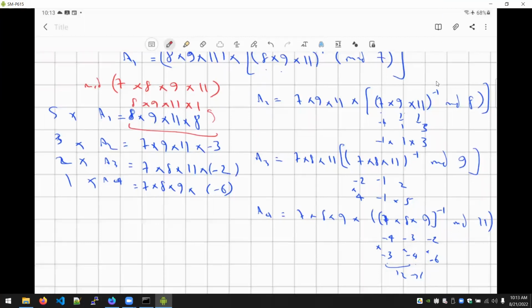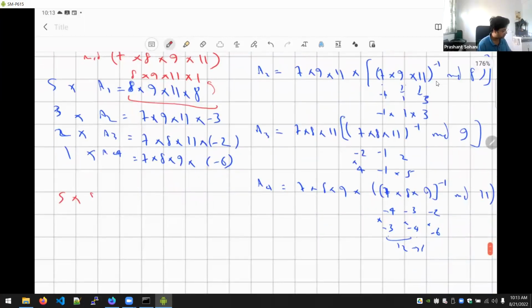In the same way, this can be written as 5 times 8 into 9 into 11 plus 3 times. Here also I'm going to do the same thing. So I'm going to replace minus 3 with plus 5, that's adding 8, which is 5. Here you can replace this with plus 7, but that will make it harder. So let's not do that.